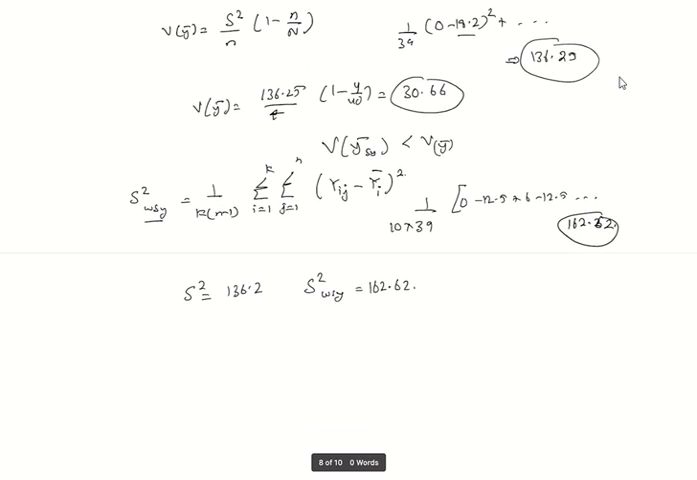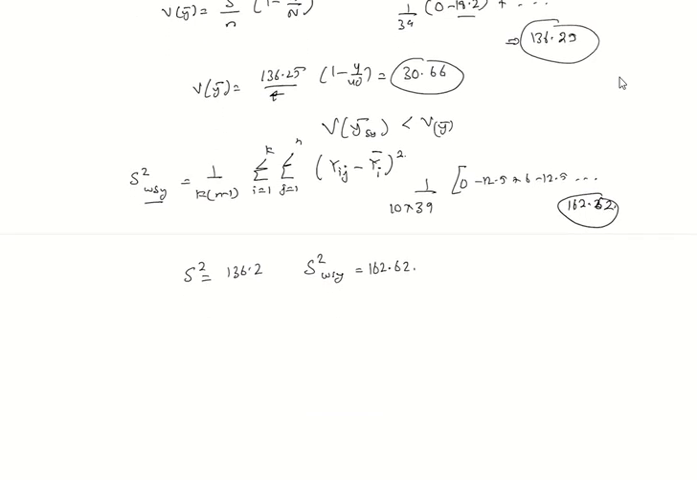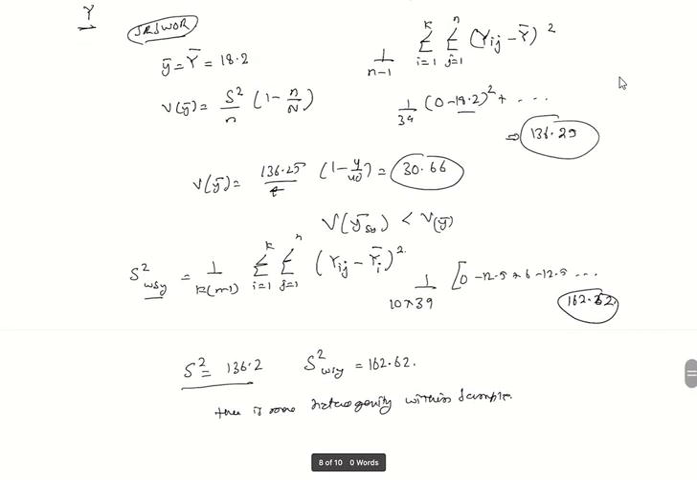So what we are seeing is that the within sample variance is more than the population variance, or there is more heterogeneity within the sample. In that situation systematic sampling would be more precise than SRSWOR, which agrees with our expectation from the variance earlier also.